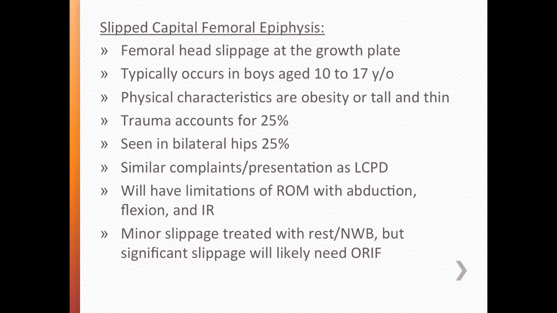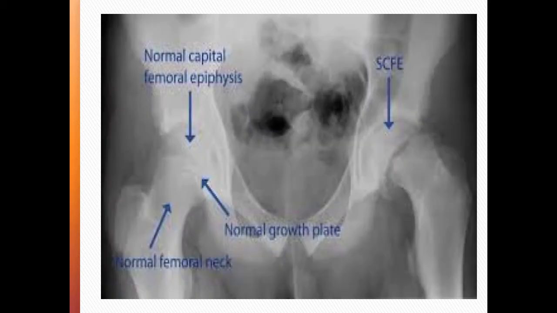You can treat a minor slippage just with rest and non-weight bearing, but typically with these, especially in an athletic population, if they have a significant slippage, they're going to need an ORIF, or an open reduction internal fixation, in which they have surgical intervention. They may put a rod or a nail or a screw in there to hold it in place.